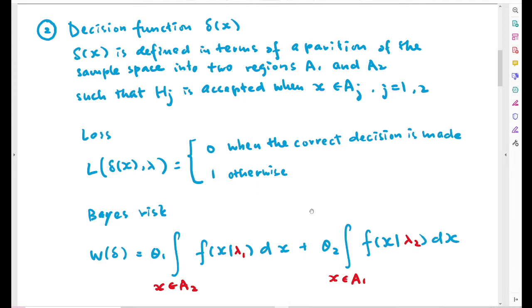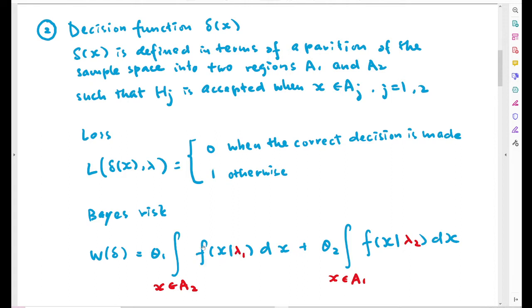Then we can write down the corresponding Bayes risk. The Bayes risk consists of two terms, and I highlight the important thing in red color. First, remember it is the cost of making a wrong decision. So you will see that the first term represents the event where lambda equal to lambda 1. So it is equal to theta 1 times the total probability of x when the true lambda is lambda 1.